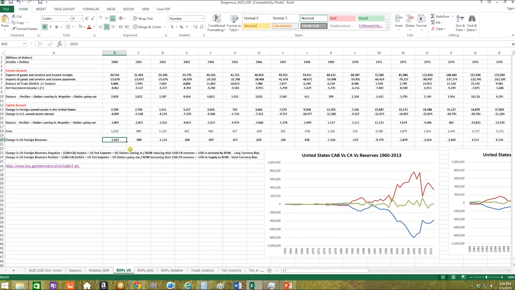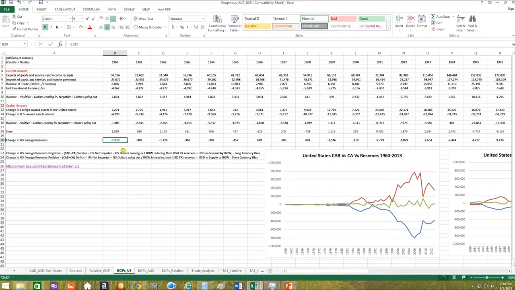The inverse of this is what needs to be added back in, so it does balance, and that is the balancing item. And the balancing item is essentially the change in US foreign reserves.